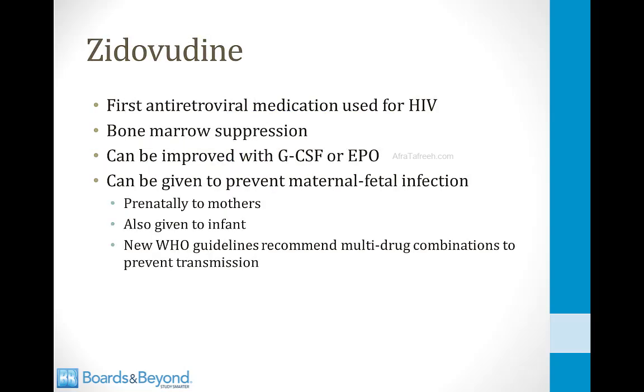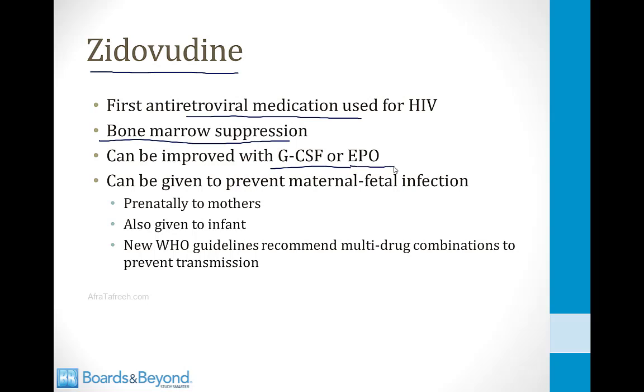Each of the drugs in the NRTI class have certain side effects that are more or less common, and I'll go through some of the important ones now. Zidovudine, you'll recall I said, was the first antiretroviral medication used for HIV. It was marketed as AZT. And an important side effect of zidovudine is that it can cause bone marrow suppression. So the zidovudine can get incorporated into growing DNA strands in the bone marrow just like it does by reverse transcriptase, and this inhibits synthesis of new cells in the bone marrow. This can be improved if you give bone marrow stimulating medications like GCSF or EPO.